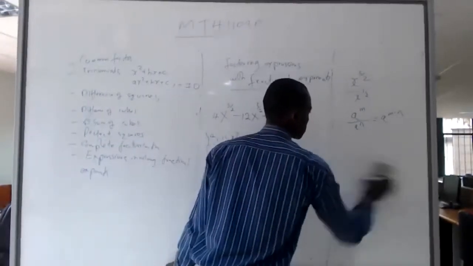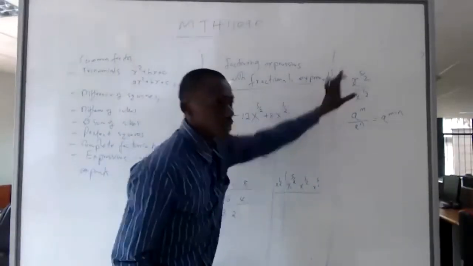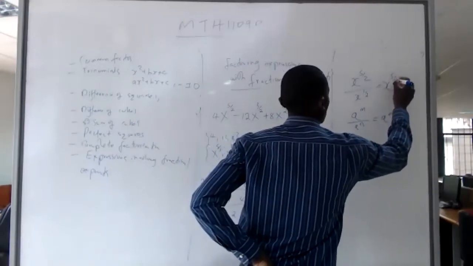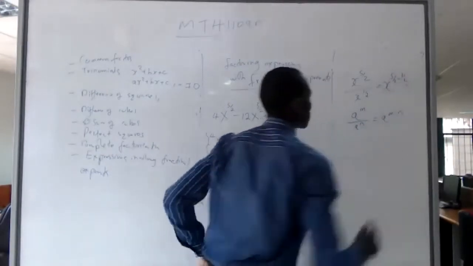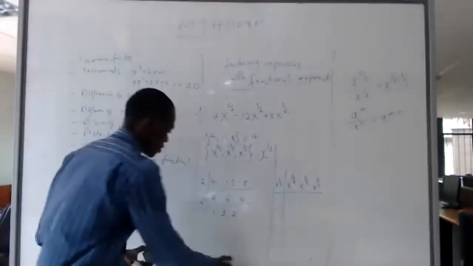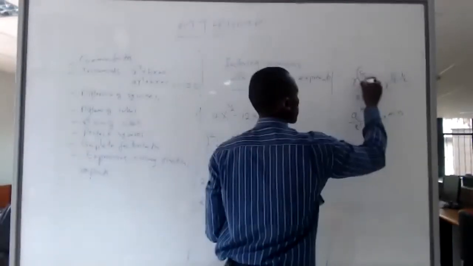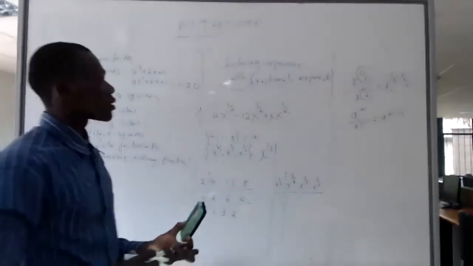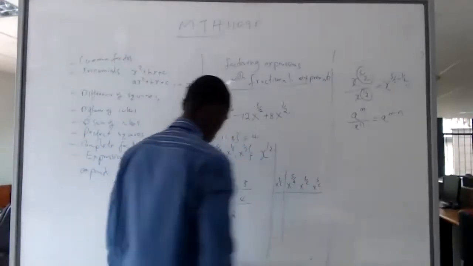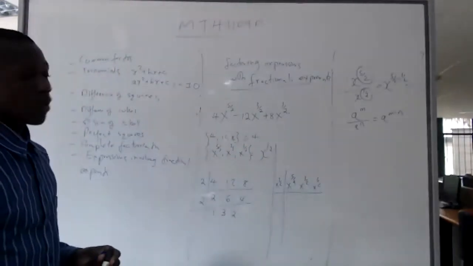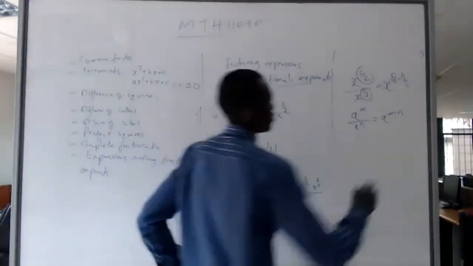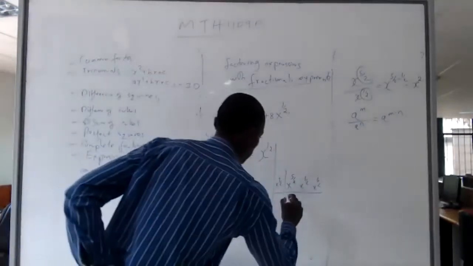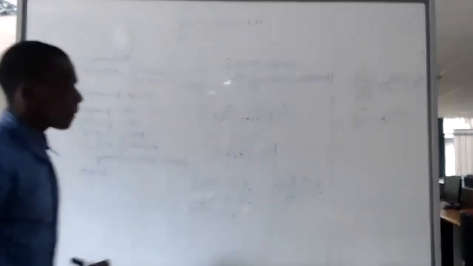So here we are going to use the law of indices to do this division. Just subtract the powers because the base x is the same. So this should be x power 5 over 2 minus a half. I'm just subtracting the exponents. What is 5 halves minus a half? It is 4 over 2, which is 2. So this should be x squared.